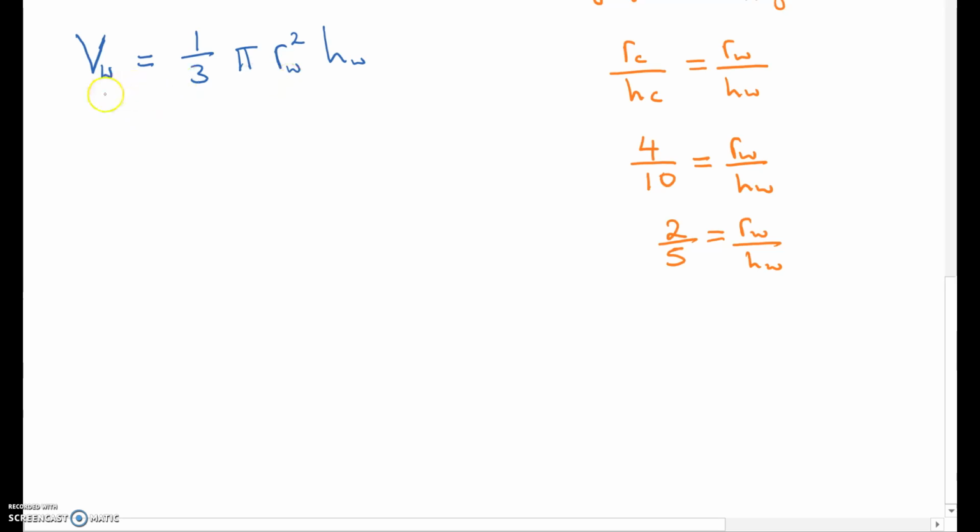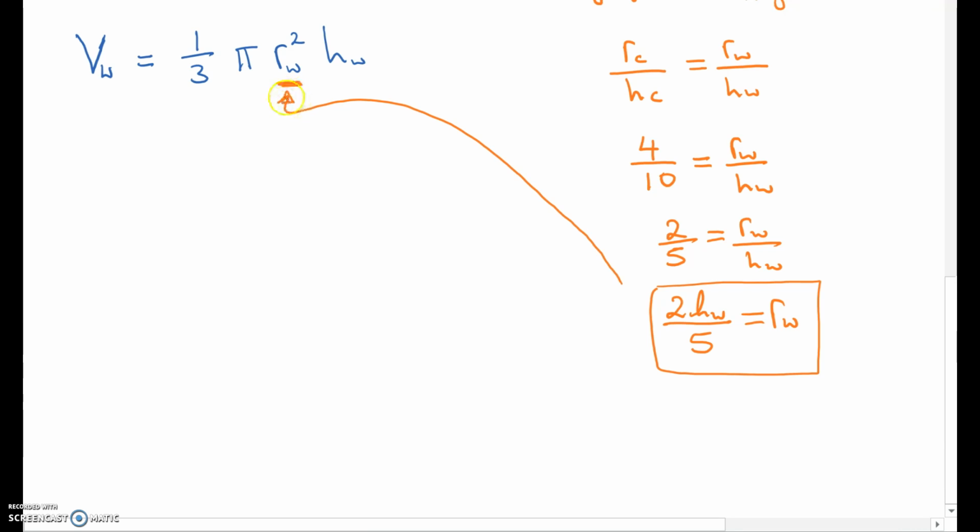If we go back over here to where we had our original work, we had the volume of water in the cup is equal to 1/3 pi RW squared HW, and we wanted to get rid of the RW squared. So this allows us to write RW in terms of HW. If we multiply both sides by HW, we get 2 times HW over 5 is equal to RW. Okay, and now we are going to make a substitution right there. So let's see where we go from here.